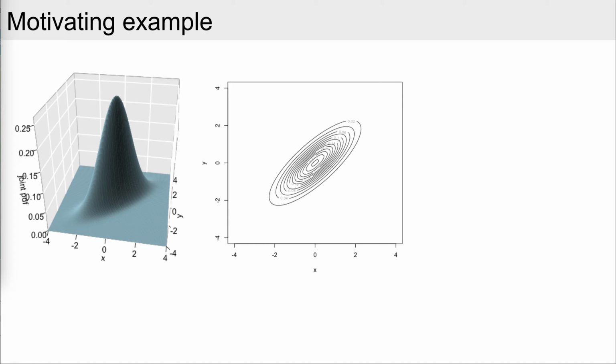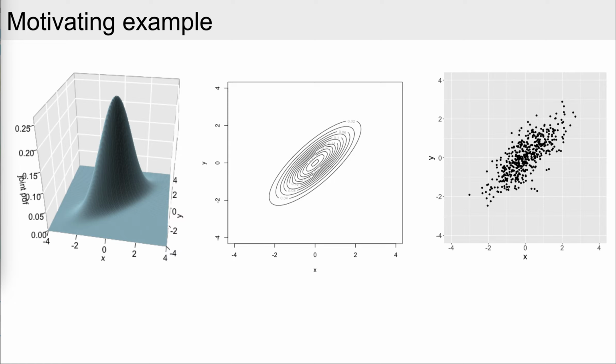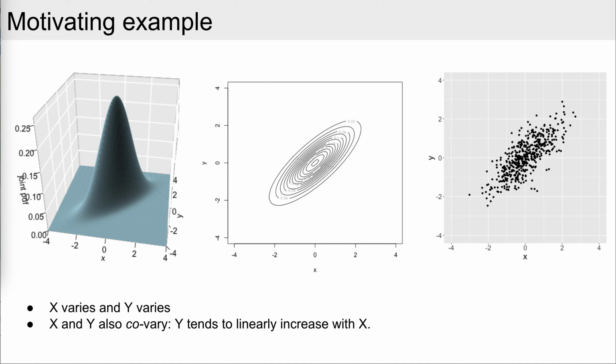We also observe these trends in a corresponding contour plot for the joint PDF, as well as in a random sample of x and y values from this model. In general, these plots illustrate that not only do the outcomes of x and y vary, they covary. Mainly, y tends to linearly increase with x. That is, x and y are positively correlated.